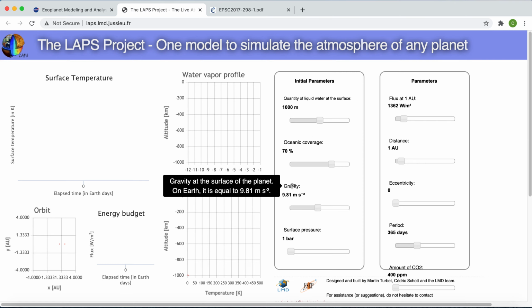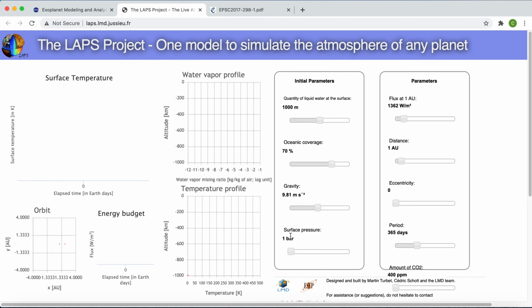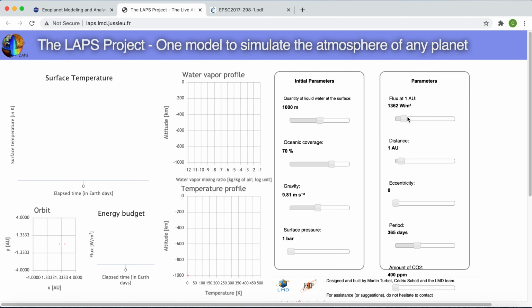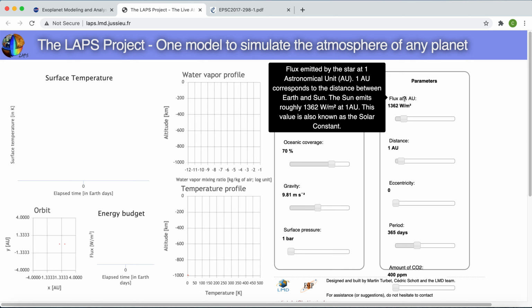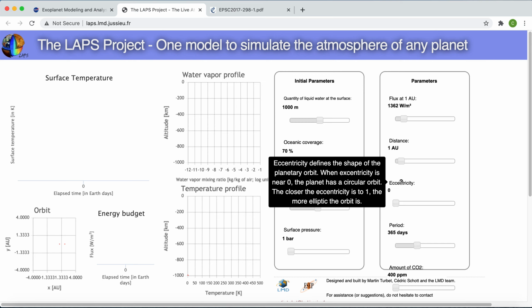Gravity is gravity at the surface of the planet. On Earth, it is equal to 9.81 meters per second squared, and that is also the default. All of the defaults are going to be regarding Earth minus the liquid water one. The surface pressure is 1 bar of pressure at the surface of the planet. Earth is equal to 1 bar. The flux experienced by the planet at 1 astronomical unit is going to be this input parameter. 1362 is what the Earth experiences on average from our sun, but you can alter that depending on what the planet needs. You can alter how far away the planet is from the sun. Earth is 1 astronomical unit, but as we know, that only applies to Earth, roughly.